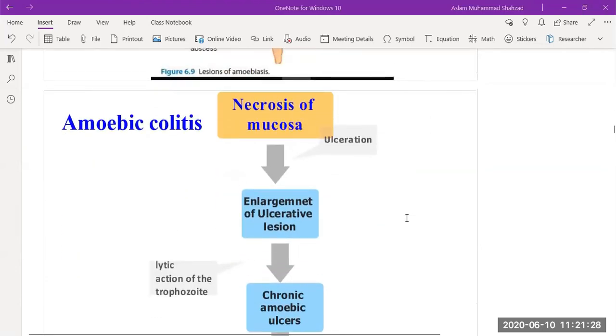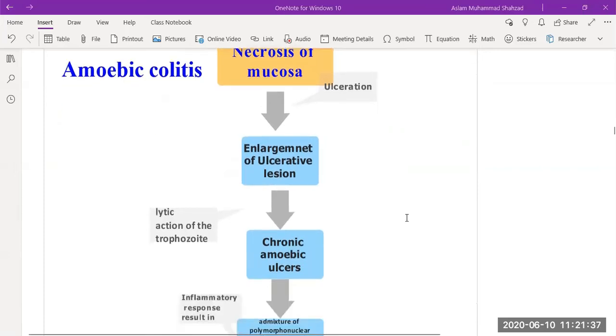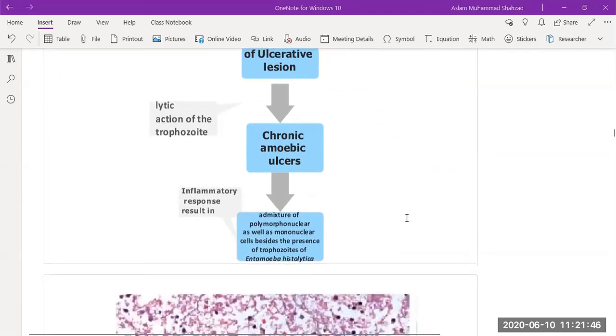The main thing is that obviously the ulceration will occur, so there will be necrosis, especially necrosis of the mucosa, and there will be enlargement of the ulcerative lesions. The trophozoites will perform the lytic action and it can cause chronic amoebic ulcers. As a result, there will be an inflammatory response, and in the inflammatory response we will have a mixture of polymorphonuclear cells as well as mononuclear cells, along with the presence of trophozoites of Entamoeba histolytica.